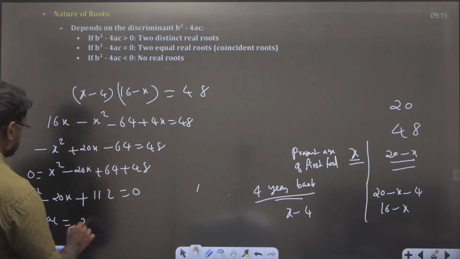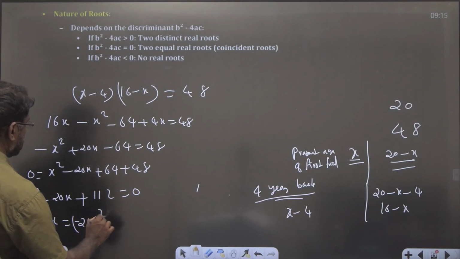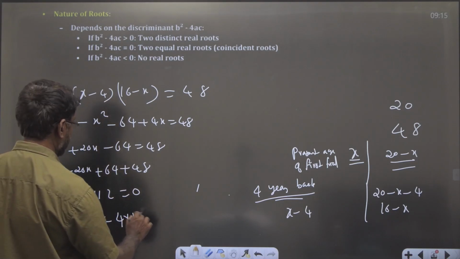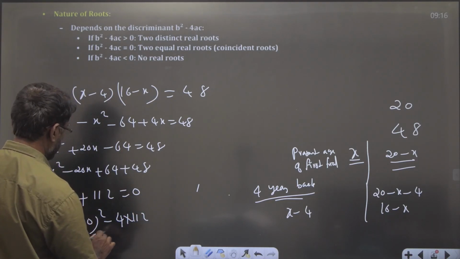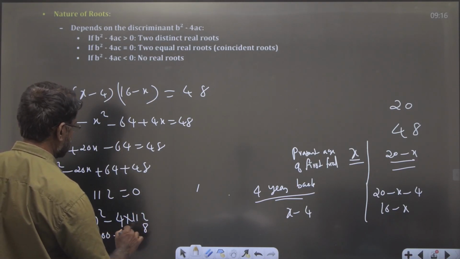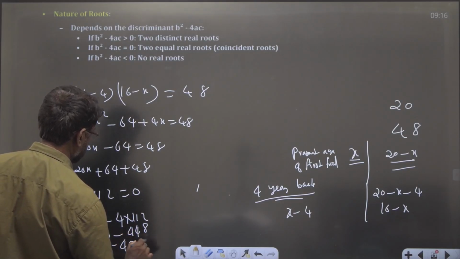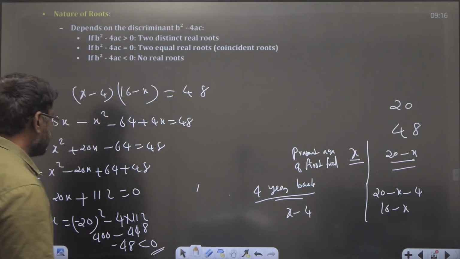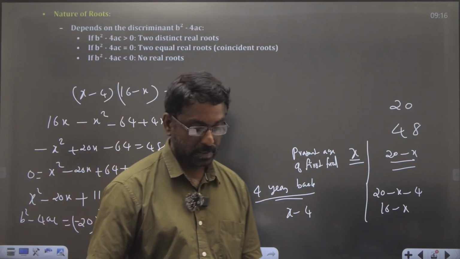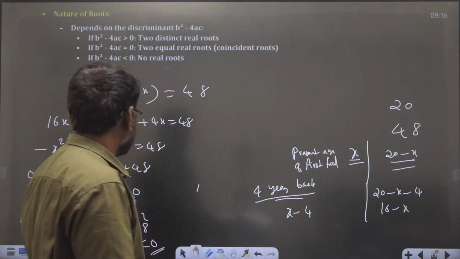First, we have to find out b square minus 4ac. That is minus 20 square minus 4 into 112, that is 400 minus 448. That is minus 48. This is clearly less than 0.